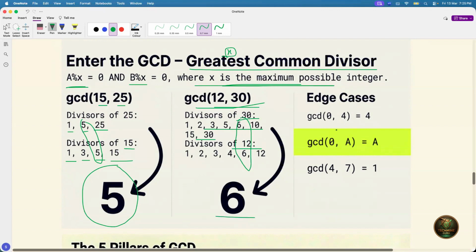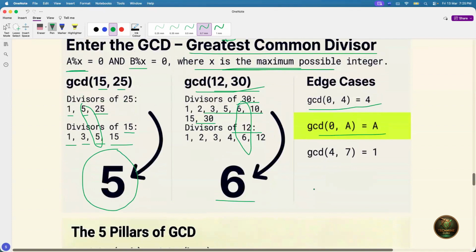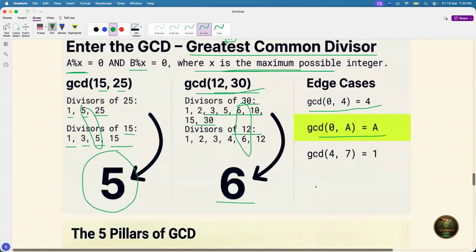So there are some edge cases as well. What if the GCD of 0 along with some number is given? In that case, the answer will be the number itself. And what if a prime number is given along with a non-prime number in the GCD? In that case, the GCD will be 1 only.